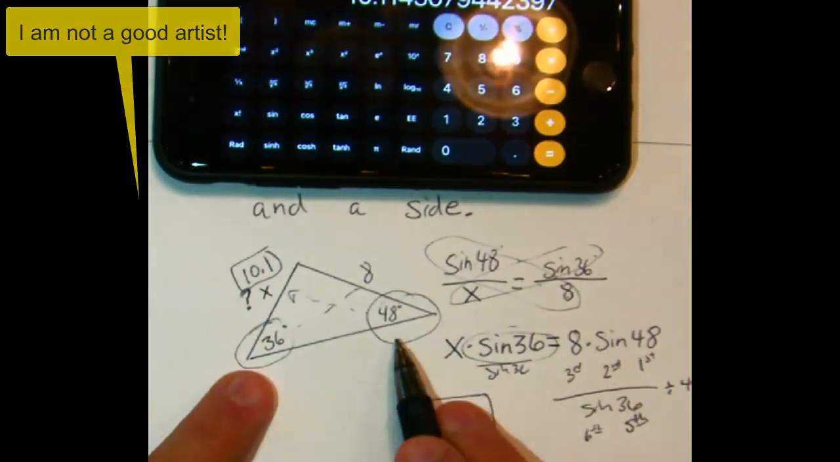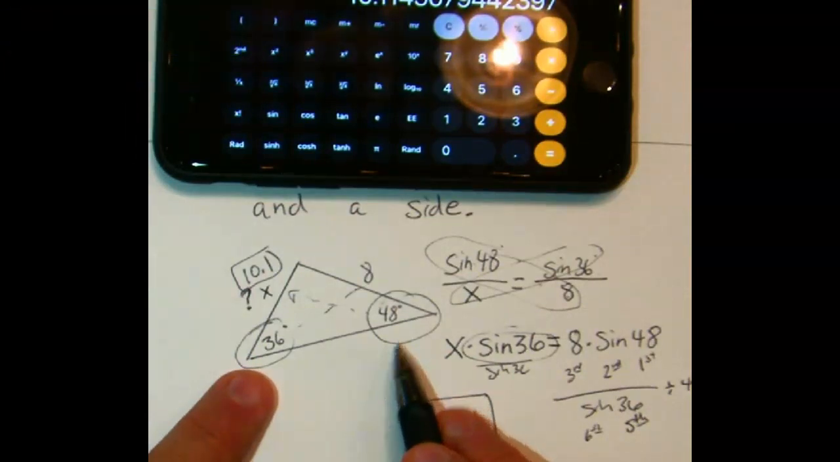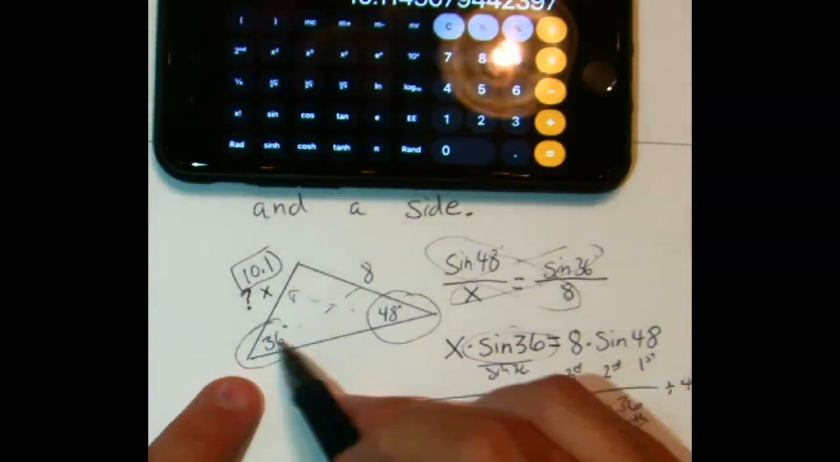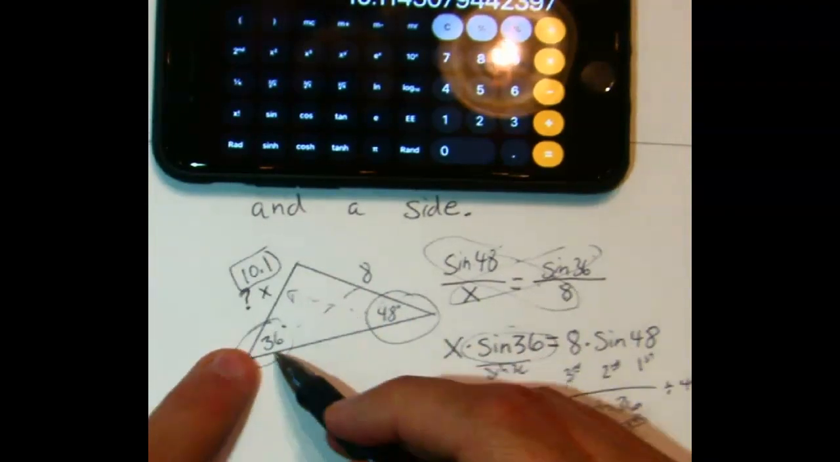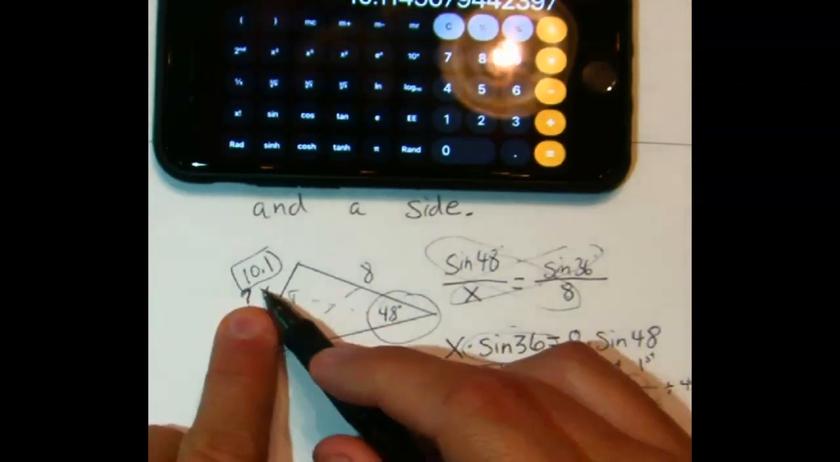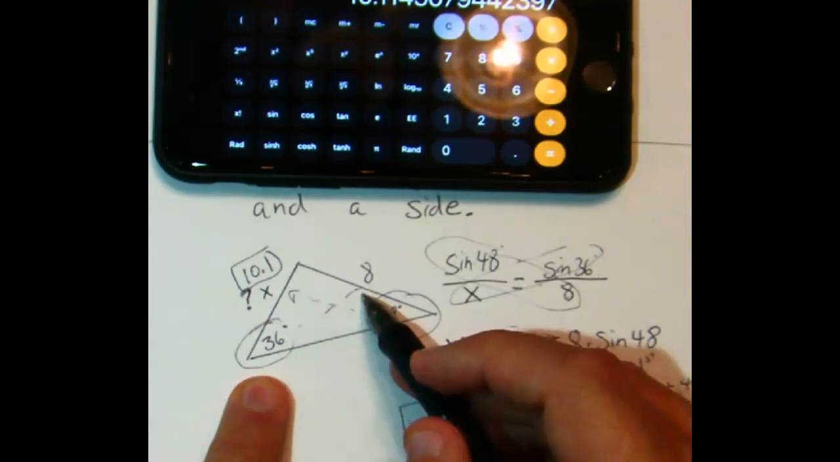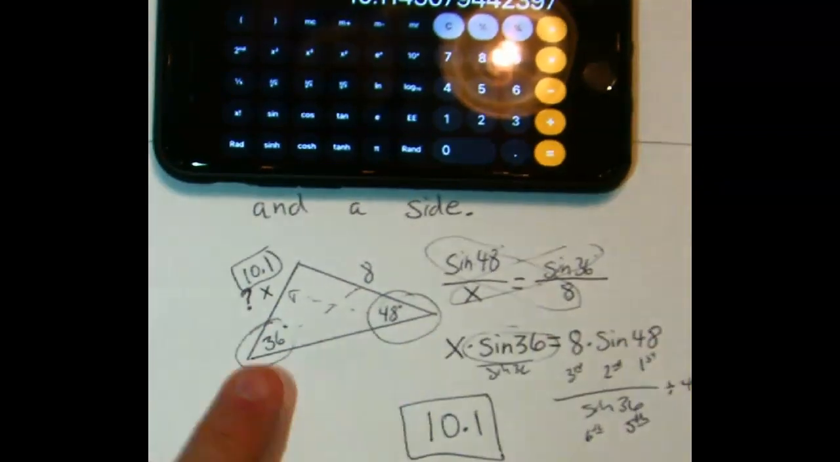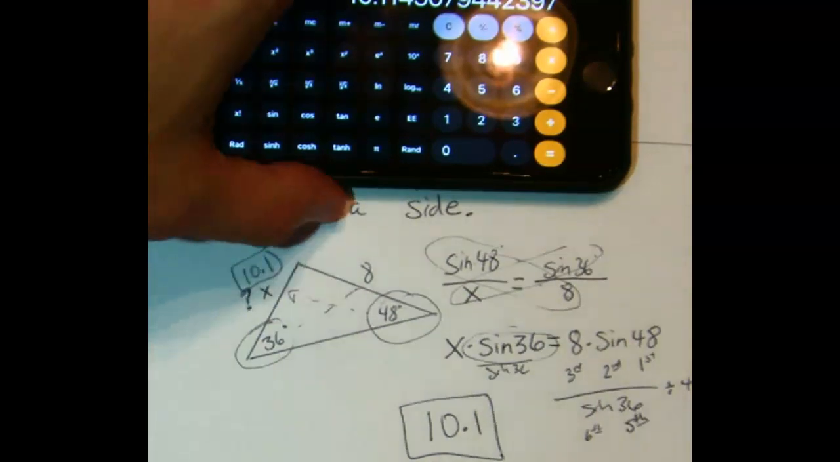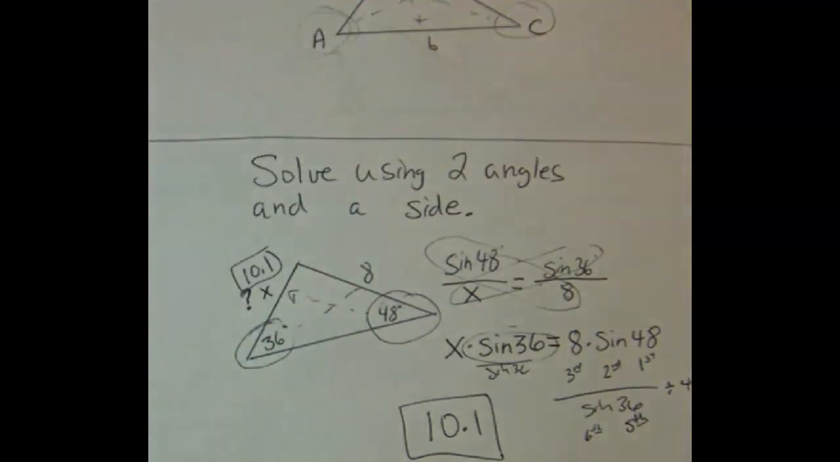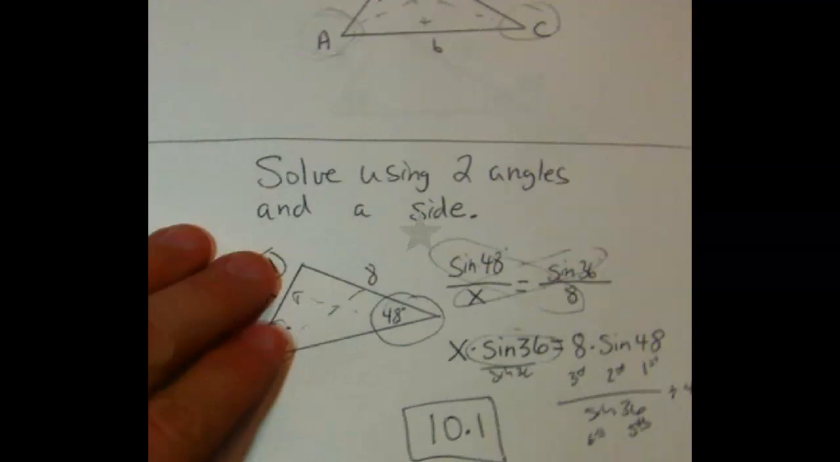Now it's pretty obvious I did not draw this to scale, because 10.1 is bigger than 8 and it looks like this line is longer. But remember, the bigger the angle, the longer the opposite side. The smaller the angle, the shorter the opposite side. So disregard that I did not draw that one to scale very well. Alright, let's do another one so you have another example, and then I'll give you your assignment.